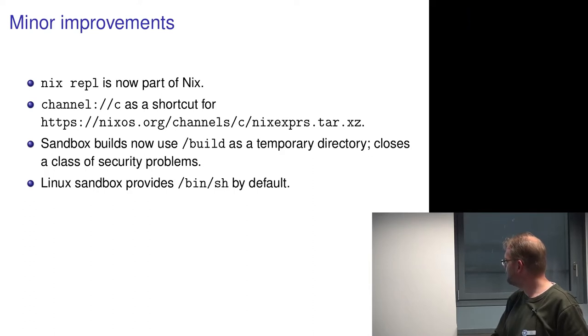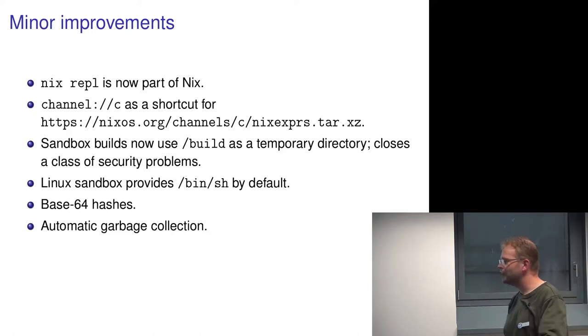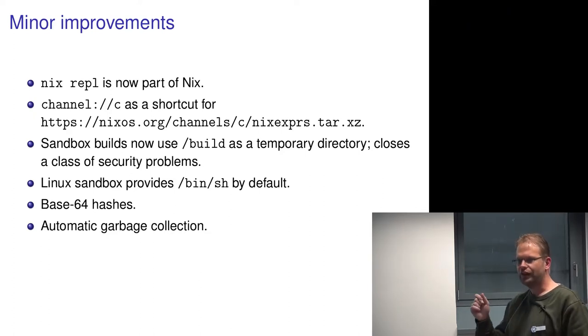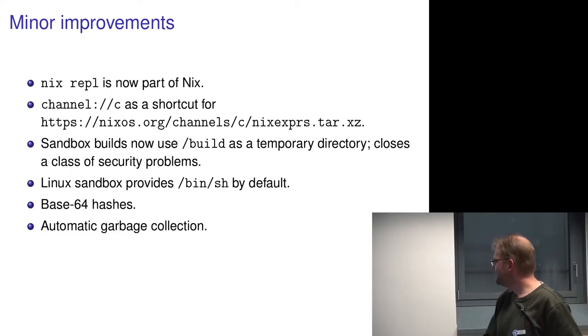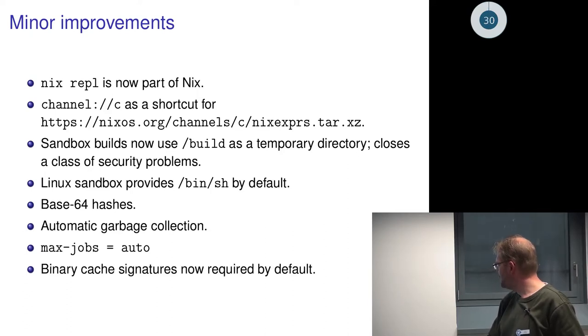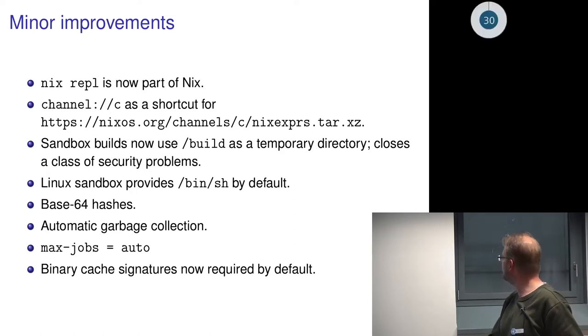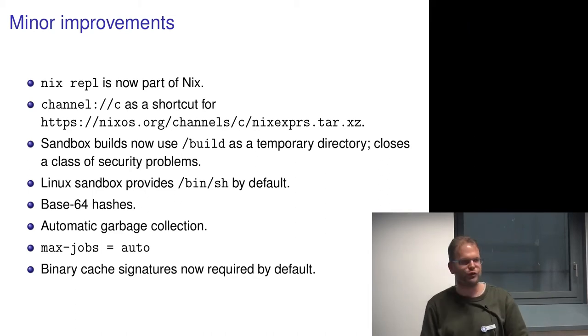Linux Sandbox now provides /bin/sh by default, base64 hashes. Oh yeah, automatic garbage collection. So there's now a flag that Nix will automatically start garbage collection if during a build, the free disk space drops below a certain level. So, that's not very interesting. Yeah, binary cache signatures are now required by default. That was already the case on NixOS. And that's actually it. So, thank you for your attention.